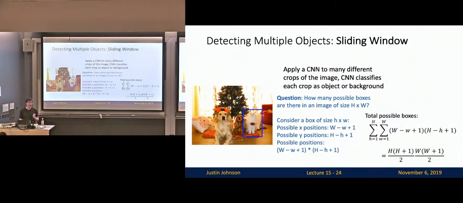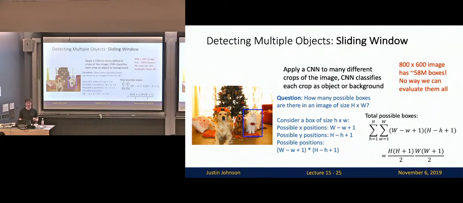But in fact, this is even worse because we need to consider not just boxes of a fixed size, we need to consider all possible boxes of all possible sizes and all possible aspect ratios. So if we sum this thing up over all lowercase w and all lowercase h, over all possible sizes that are less than the full image size, then we get this quartic expression that depends on the fourth power of the image dimensions. Or rather, the square of the number of pixels in the image, it's like H squared times W squared, so that's really, really bad. And how bad is this? Well, if we have something like an 800 by 600 image, then it comes out that there's about 58 million different bounding boxes that we could imagine evaluating inside this 800 by 600 image.